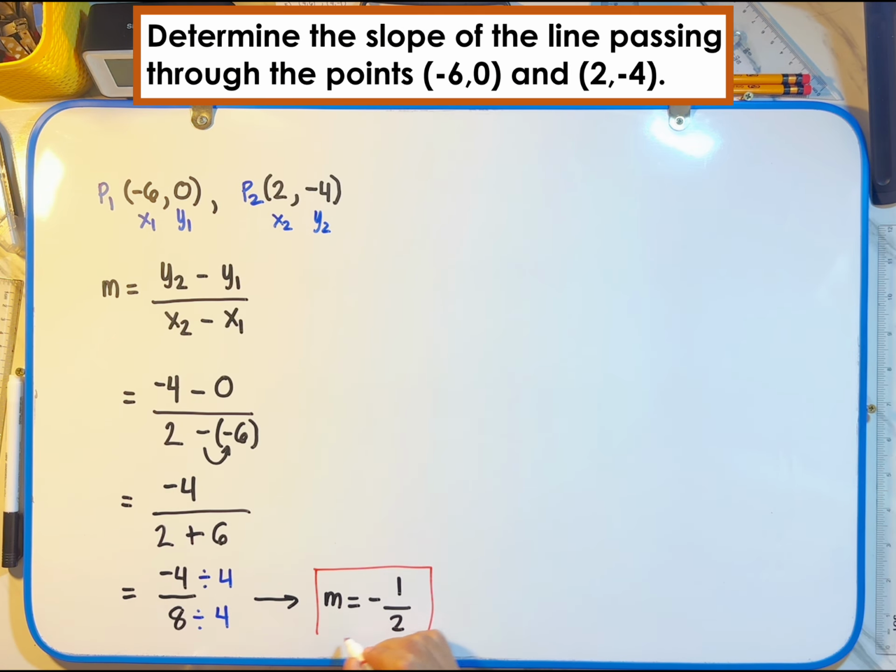And since our slope is negative, it means our line goes down from left to right. That is our prediction from earlier. Now, to make sure that our line is indeed going downwards from left to right, let us graph this linear equation.